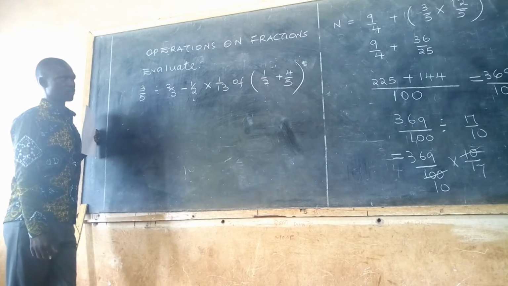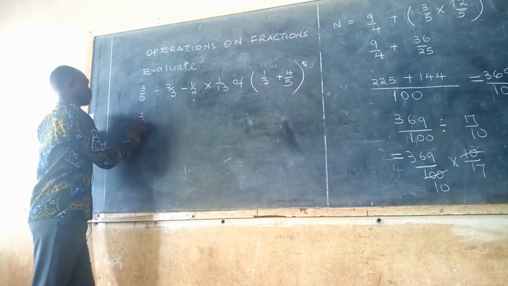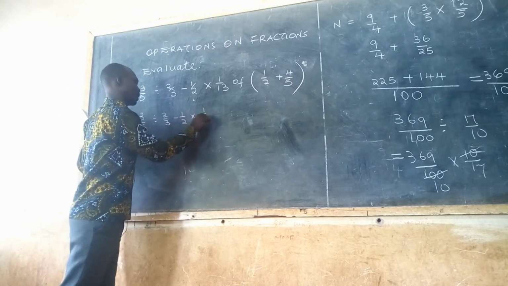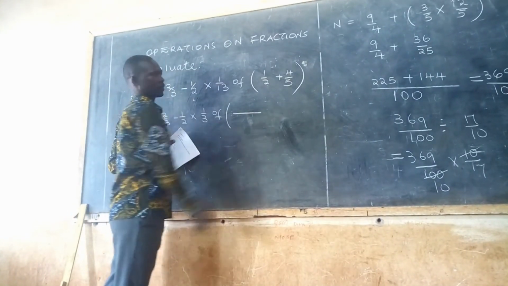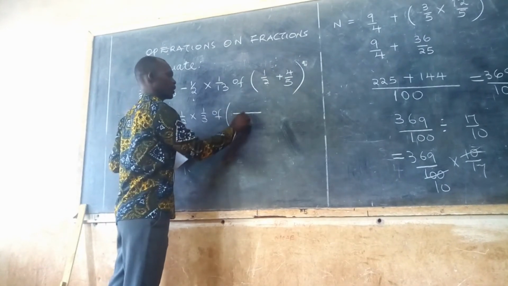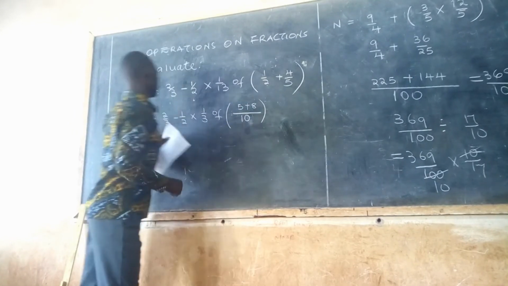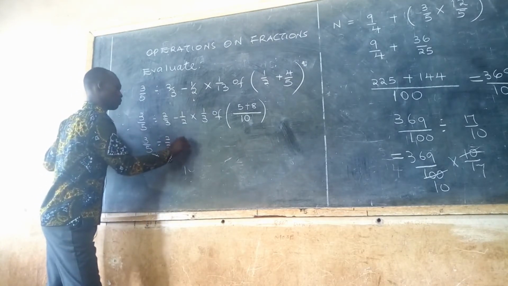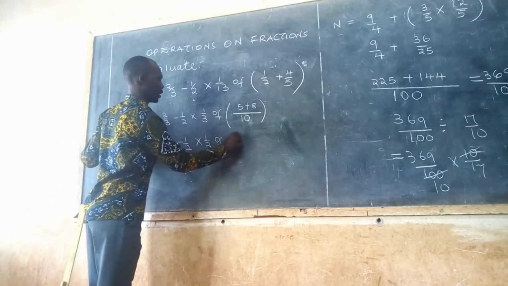By BODMAS rules, we want to start with what is in the bracket. And it is important for you to be patient and do one thing at a time. So I'll write it as 3 over 5 divided by 2 over 3 minus a half times a third of, then in bracket, I will have my direct multiplication. It will be 10, that will be 5 plus 8. So I now have 3 over 5 divided by 2 over 3 minus a half times a third of 13 over 10.